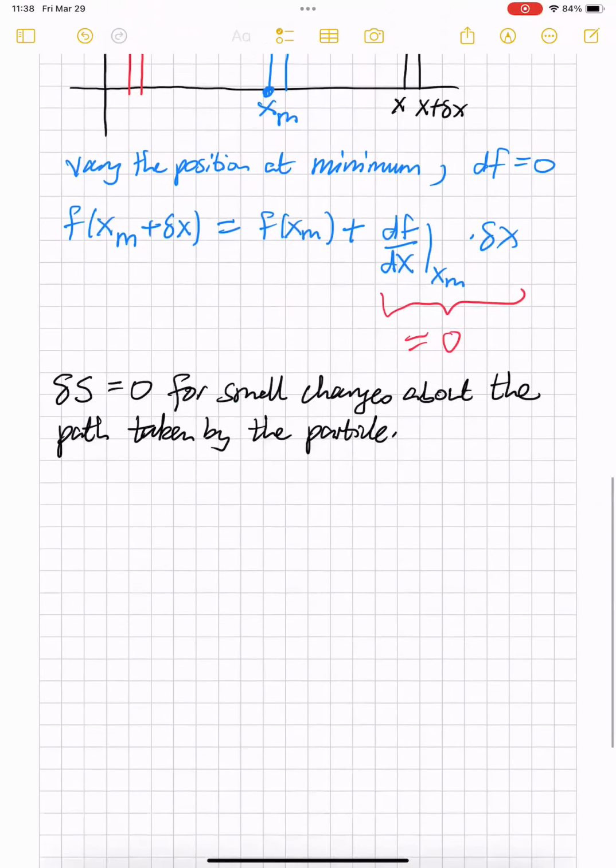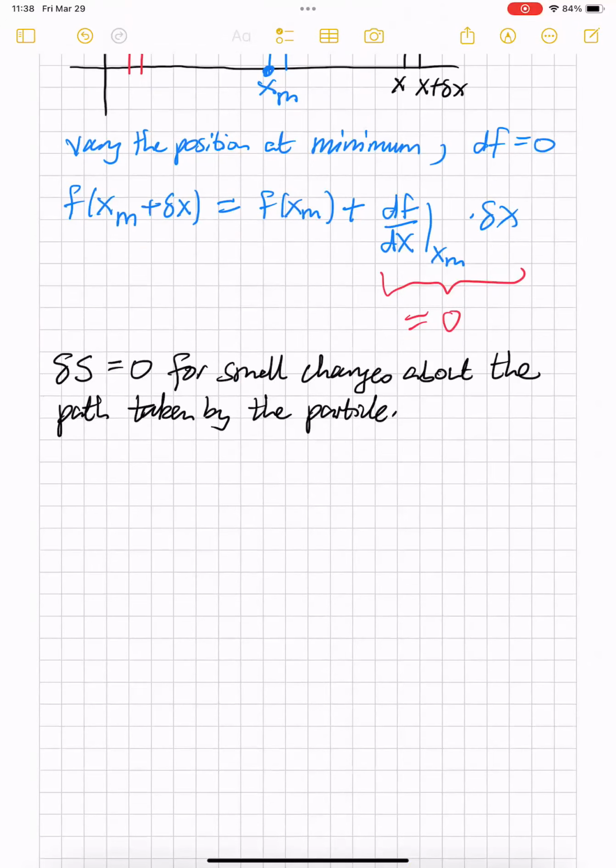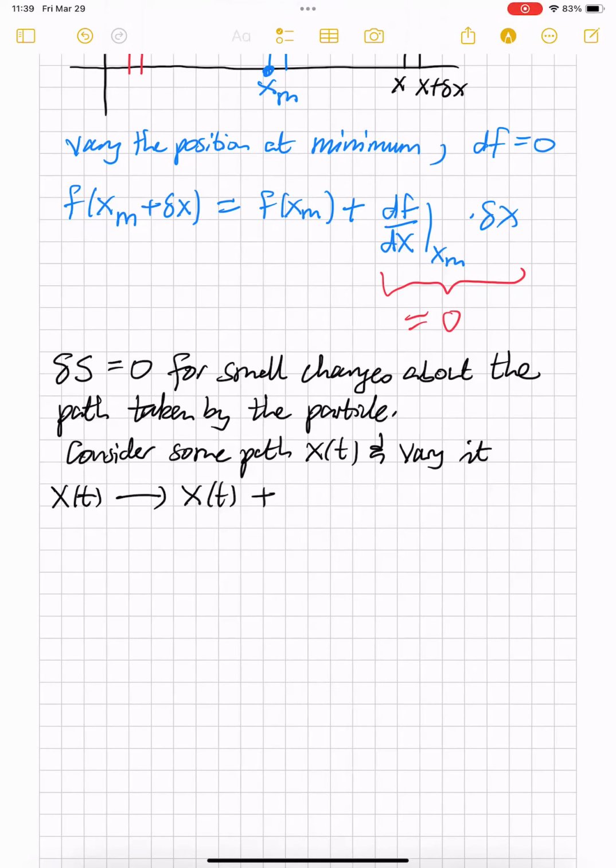So we're going to pick a path. We're going to look at small changes, delta x, around the path. And we're going to figure out for which path delta s is equal to 0. And that's going to tell us which path the particle takes. So let's now try to do that. So consider some path x of t and vary it. So I'm going to take x of t, and I'm going to replace this by x of t plus some little change, delta x of t, okay?